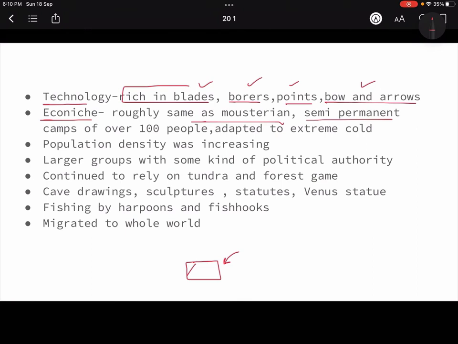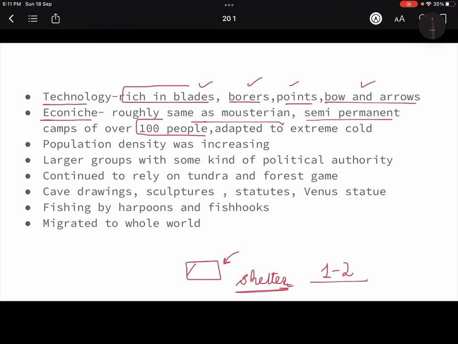And because it was cold, it was difficult to move so much, and they had developed the idea of shelter and clothing. So now they were not constantly moving. They were moving, but they were dwelling also on a semi-permanent basis, like one month, two months they stayed at one place, after that they would start to move again. And you can see population is also increasing. So now there are camps of like 100 people, and they were adapted to extreme cold.